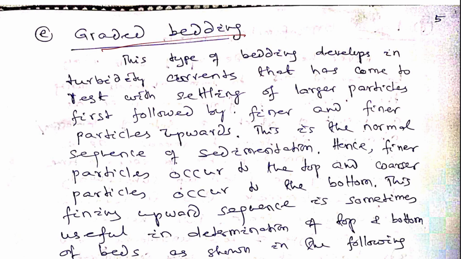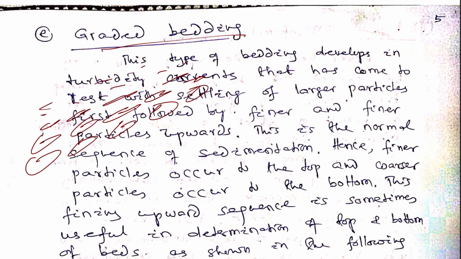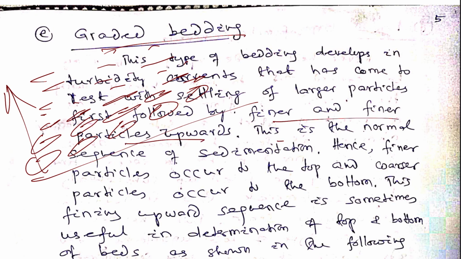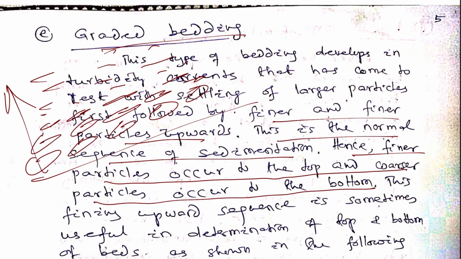Then graded bedding. How graded bedding is useful in determining top and bottom of beds? In graded bedding, there is a gradation of grains. There is a fining upward sequence of sediments. So this is fining upward sequence. In normal case of deposition, we see that the beds are having fining upward sequence. This is the normal sequence of sedimentation. Hence, finer particles occur to the top and coarser particles occur to the bottom.